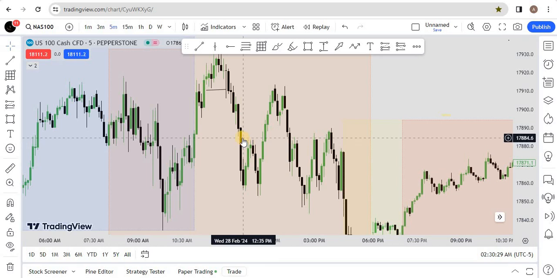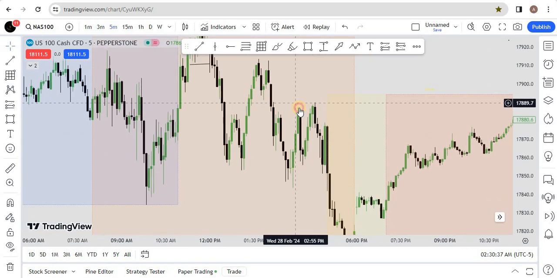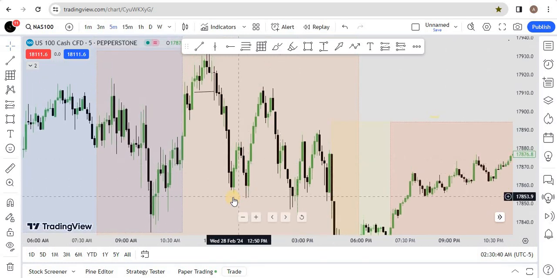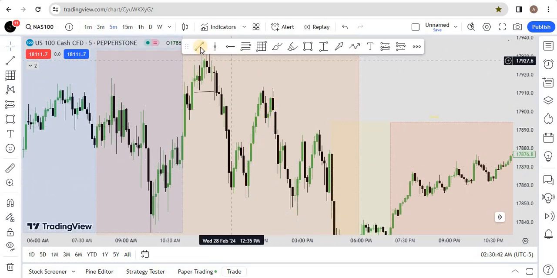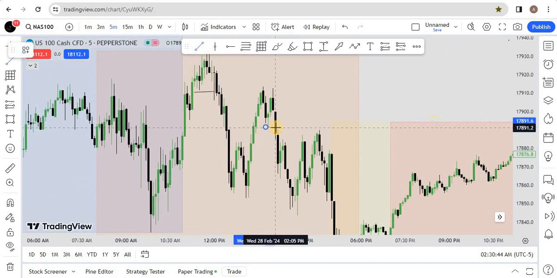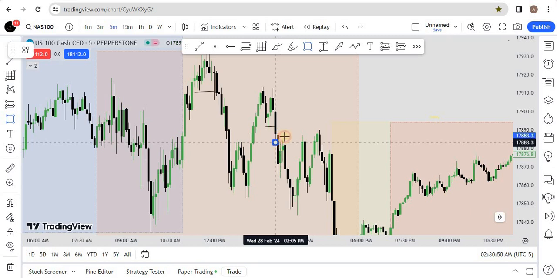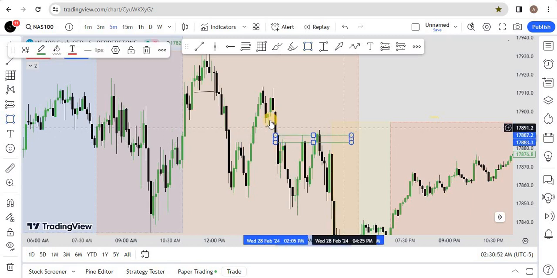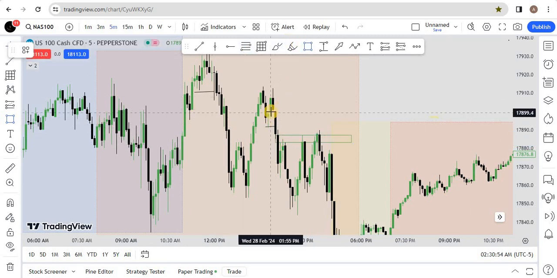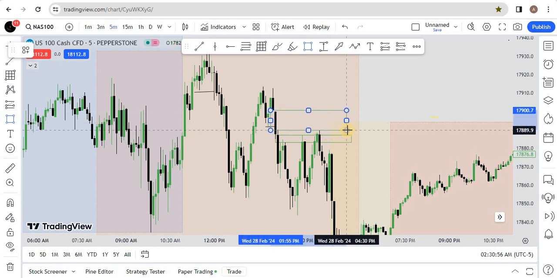You have to wait for what? A setup. In which time frame? Second time frame. What second time frame? PM session. See, shift, displacement, we have a fair value gap here, first one. Okay, we have a second one.